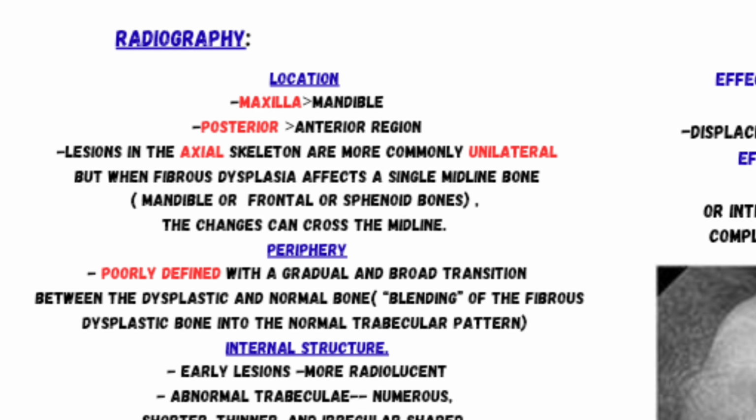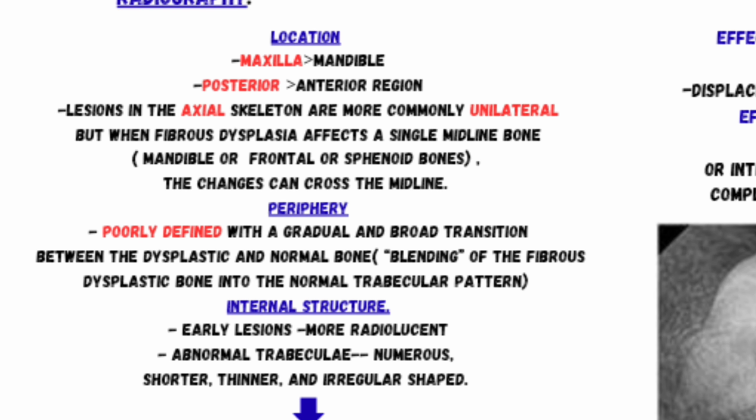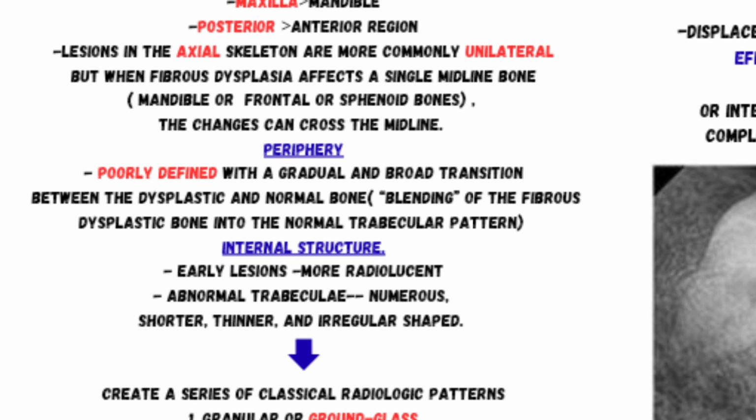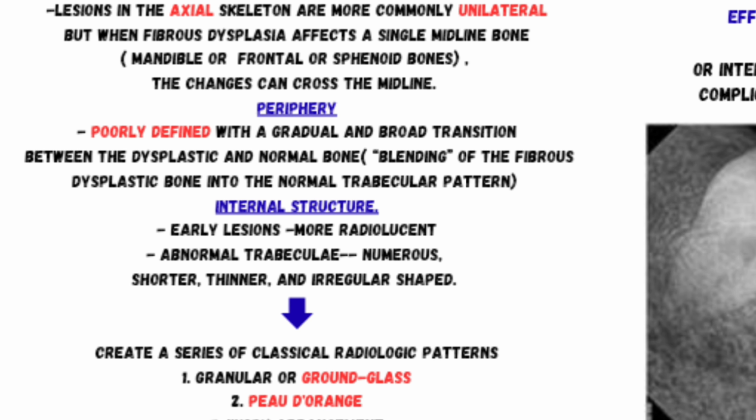Coming to the location. Fibrous dysplasia is more common in the maxilla than the mandible. It is common in the posterior region than the anterior. Lesions in the axial skeleton are more commonly unilateral. But when fibrous dysplasia affects single midline bones like the frontal bone and sphenoid bone, the changes can cross the midline.